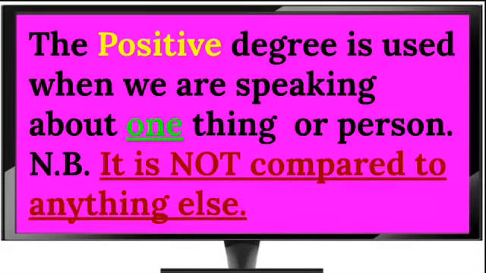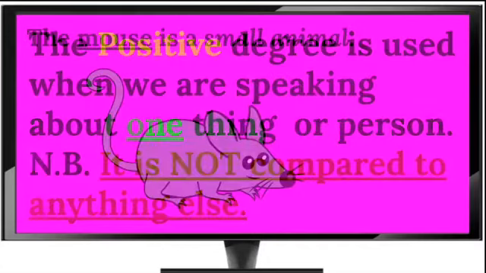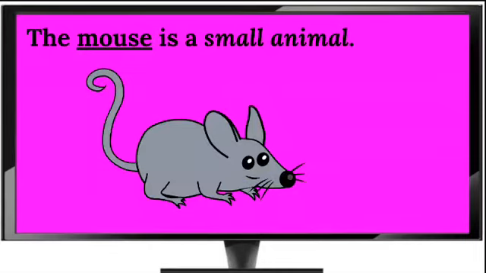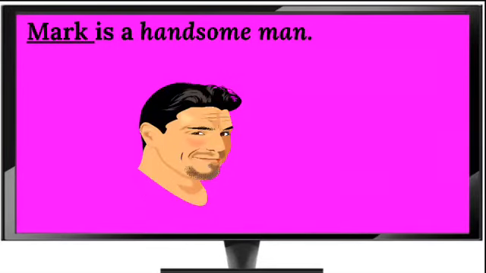The positive degree is used when we are speaking about one thing or person, and it is not compared to anything else. So our example, the mouse is a small animal. So this is our example of a positive degree. This mouse is not being compared to any other animal. So we're just saying that this mouse is a small animal. Likewise, this example, Mark is a handsome man. Mark is not being compared to any other person.